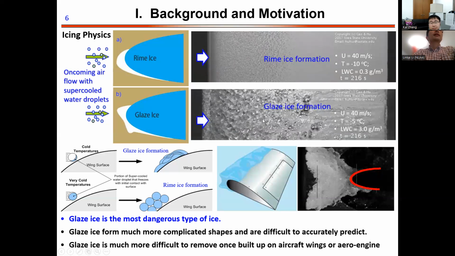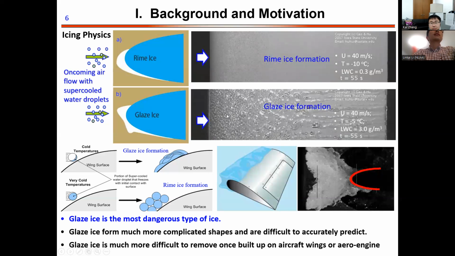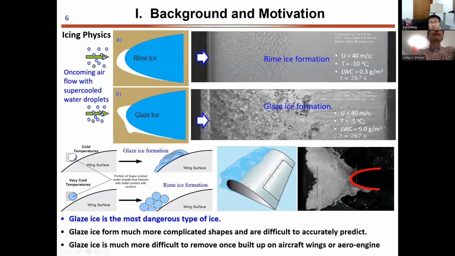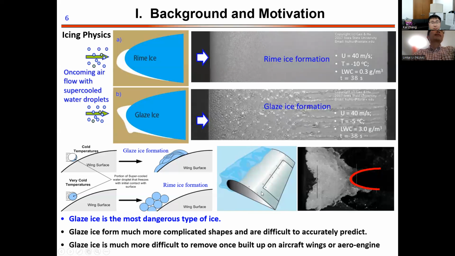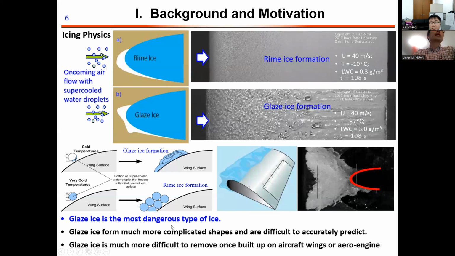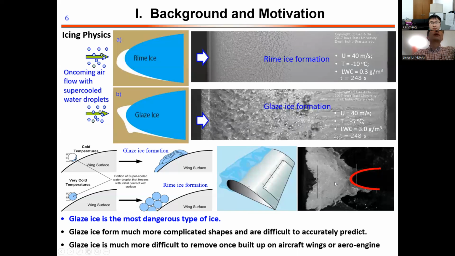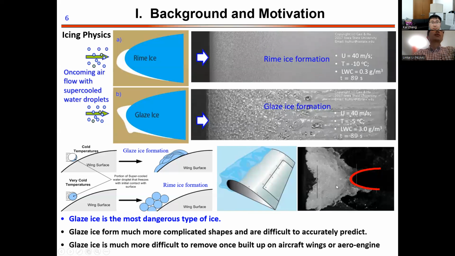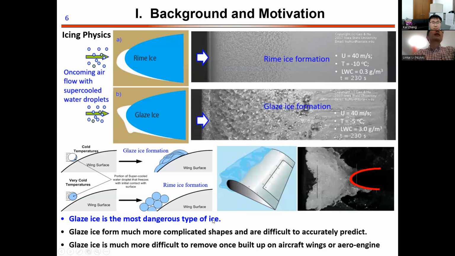it has a more complicated shape, and the ice accretion is faster than rime ice, and it will also cause water runback, because the temperature of the oncoming airflow is relatively higher than for rime ice. And glaze ice is the most dangerous type of ice, because when glaze ice accretes on the airframe or the aero-engine, it will significantly change the aerodynamic shape of this part, which will degrade the performance of the aero-engine. And these two types of icing are shown here.